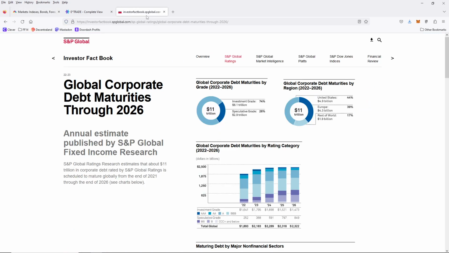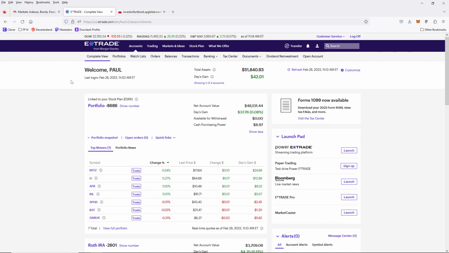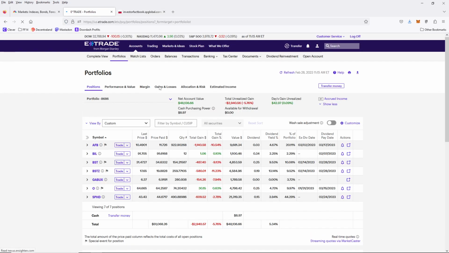Well, the way that it affects things is this right here. And I'm going to link this in the comment section for the YouTube video, but this is corporate debt maturities through 2026. What are corporate debt maturities through 2026? What does that mean? That is the corporate bond market.